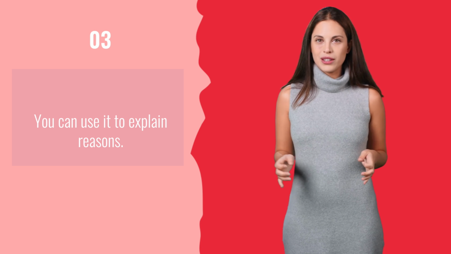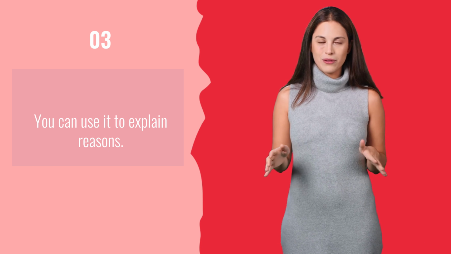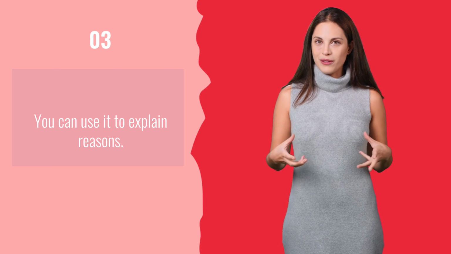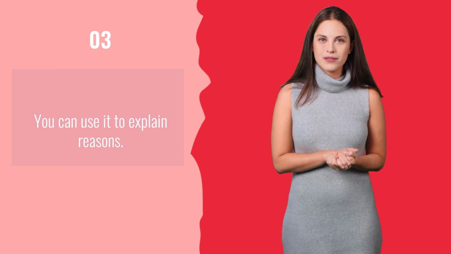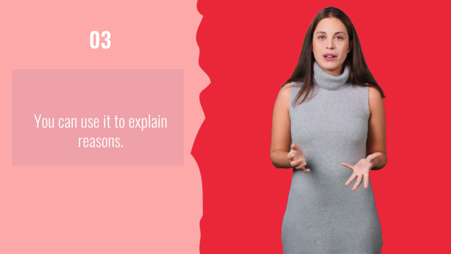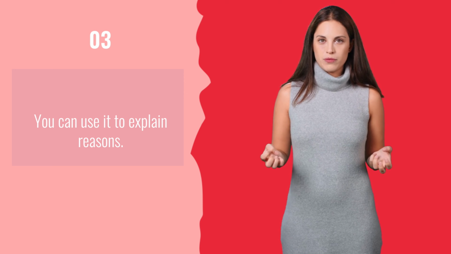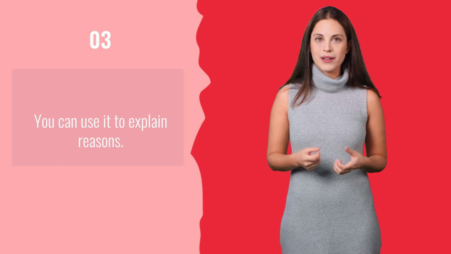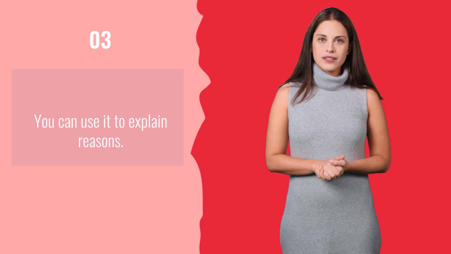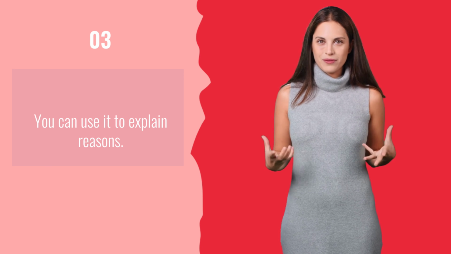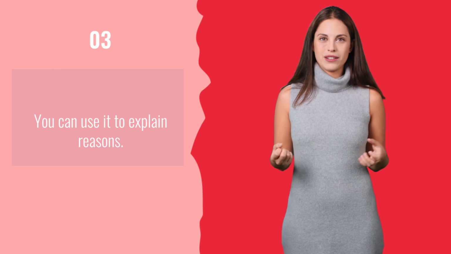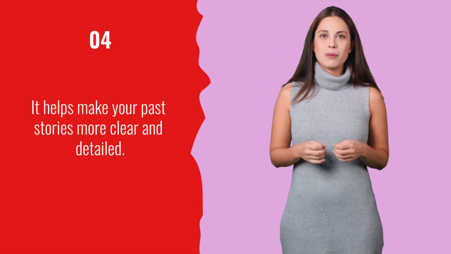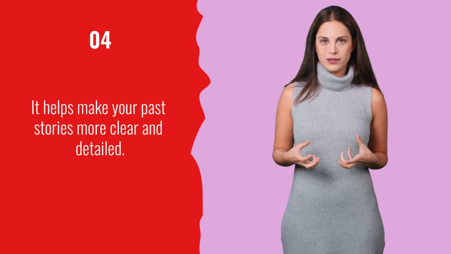This structure is really helpful when you want to explain what led to something. It shows what caused the emotion, the result, or the situation. You're not just telling what happened. You're showing what came before and why. So whenever you want to explain the reason behind something in the past, and that reason also happened in the past, use the past perfect. It gives your sentence clarity, logic, and flow. Tip 4. It helps make your past stories more clear and detailed.